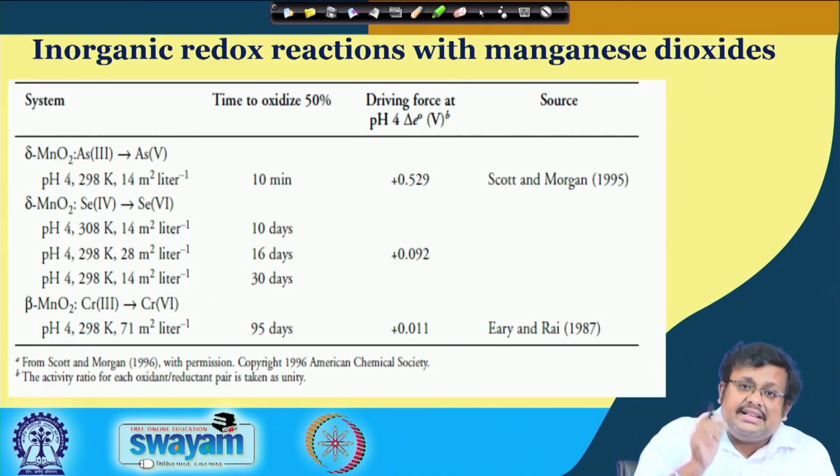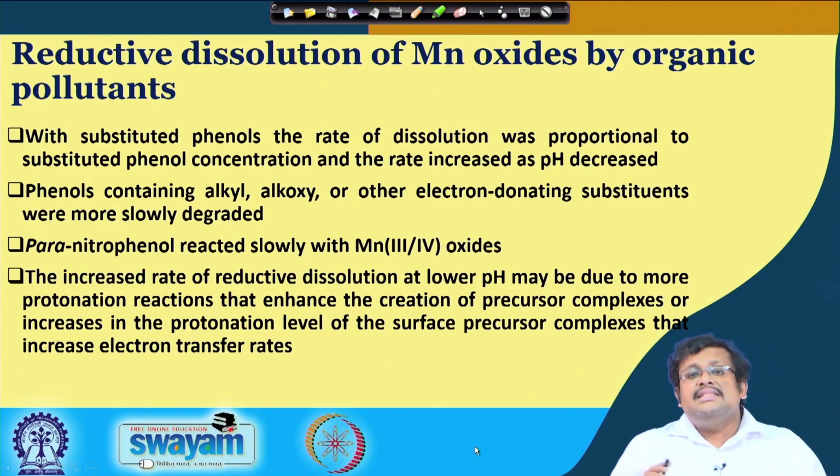Ultimately, summarily, we can see arsenic 3 can be oxidized to arsenic 5, selenium 4 can be oxidized to selenium 6, then chromium 3 can be converted to chromium 6. And these are the times to oxidize to 50%, and this is the driving force which is basically oxidizing these species. Now, this is the last slide.